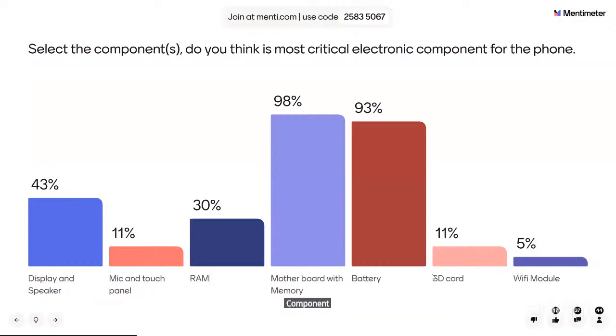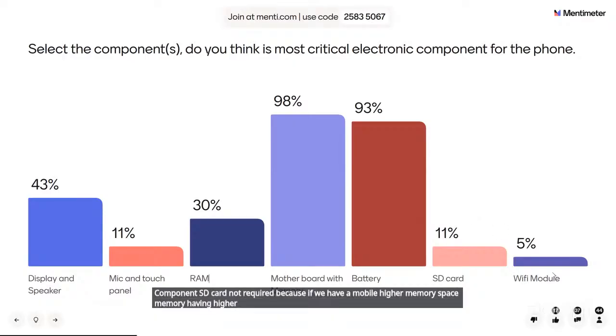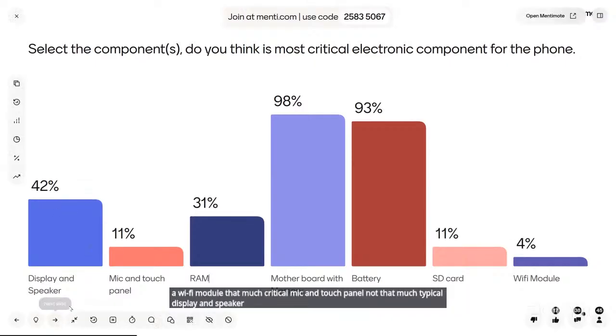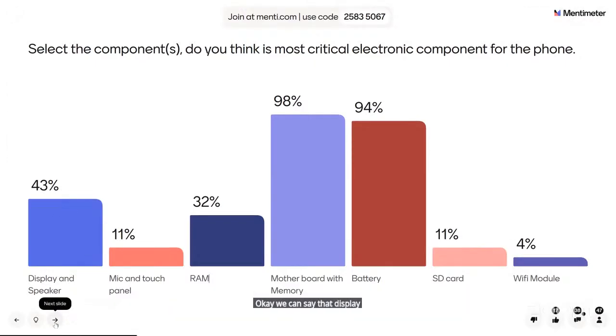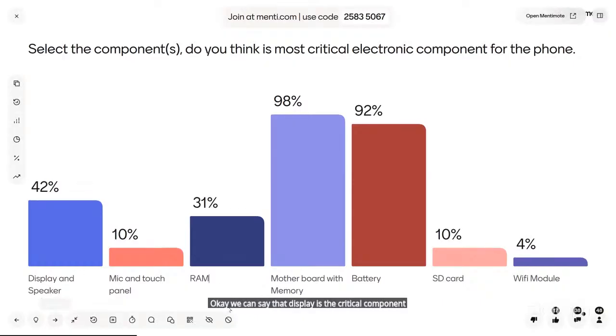SD card is not required, because if we have a mobile with higher memory space, then there is no need for an SD card. Wi-Fi module, okay, we don't require the Wi-Fi module; it is not that critical. Mic and touch panel, not that critical. Display and speaker, okay, we can say that display is a critical component, but mainly the motherboard and the memory.